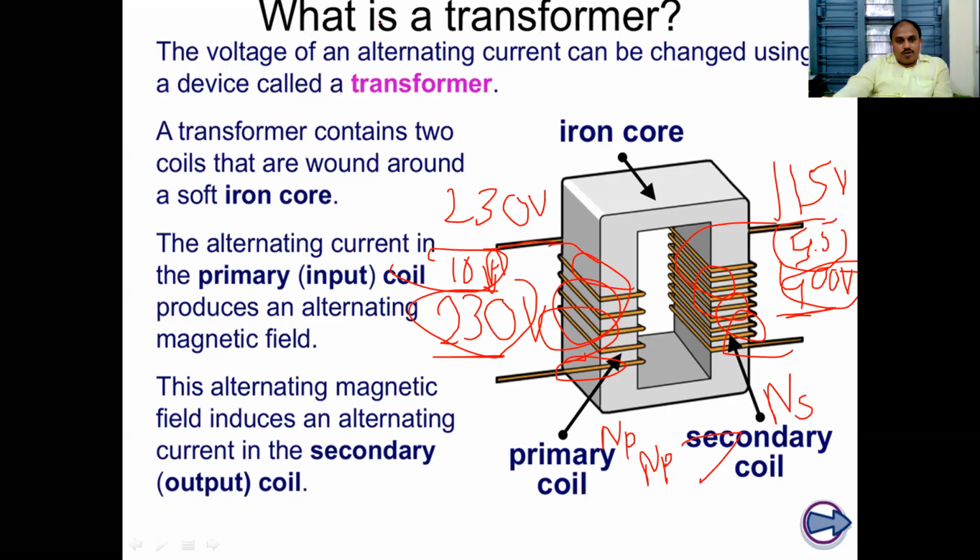A transformer contains two coils wound around a soft iron core. The purpose of the iron core is to provide mechanical support to the windings. The second purpose is to provide the path for the magnetic flux produced by the primary coil.